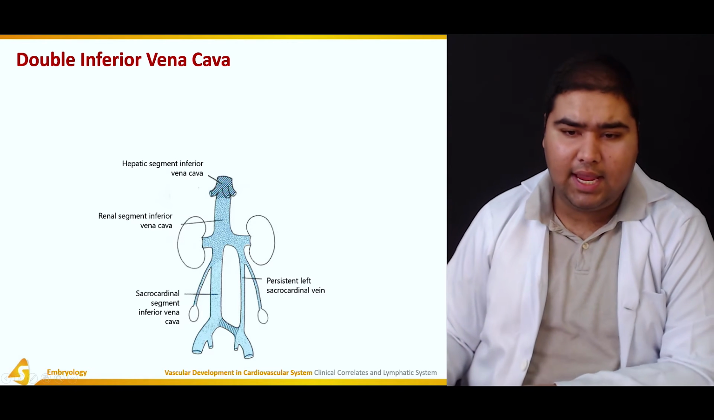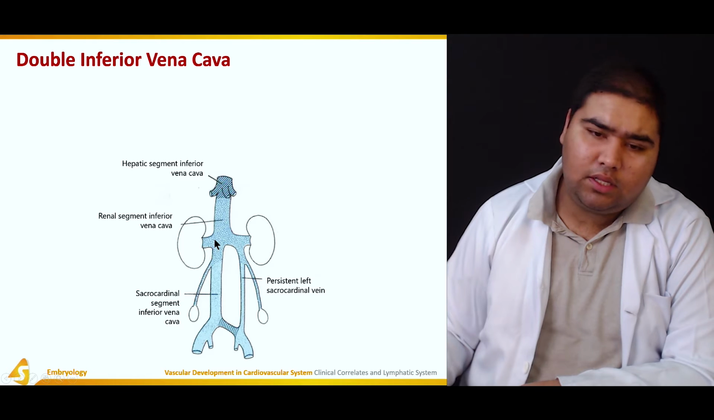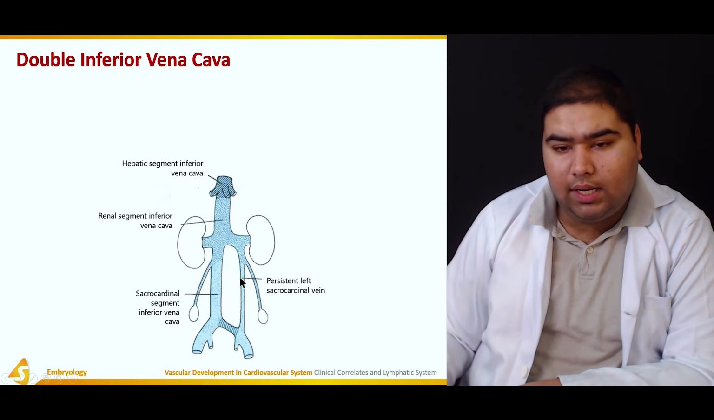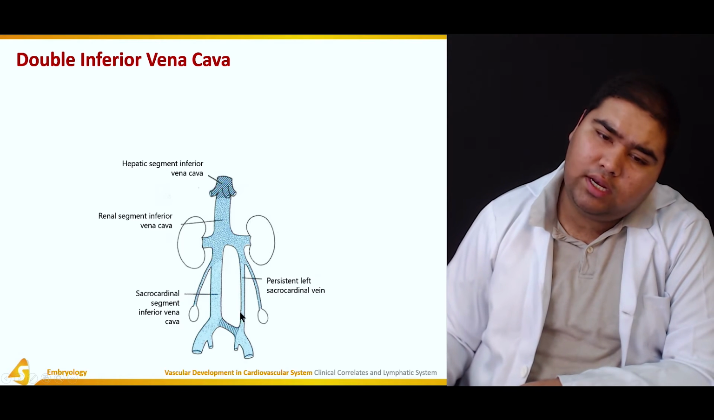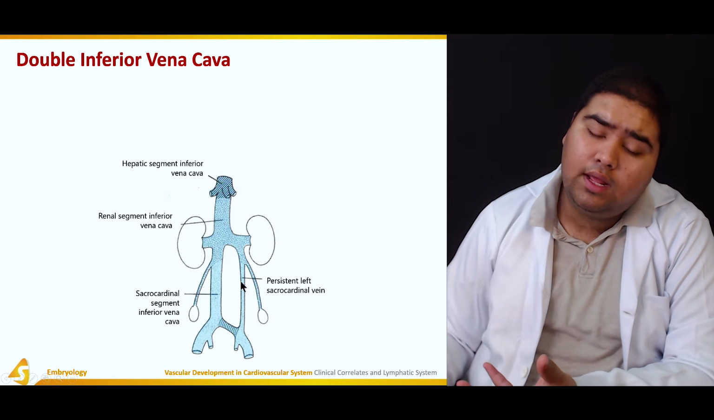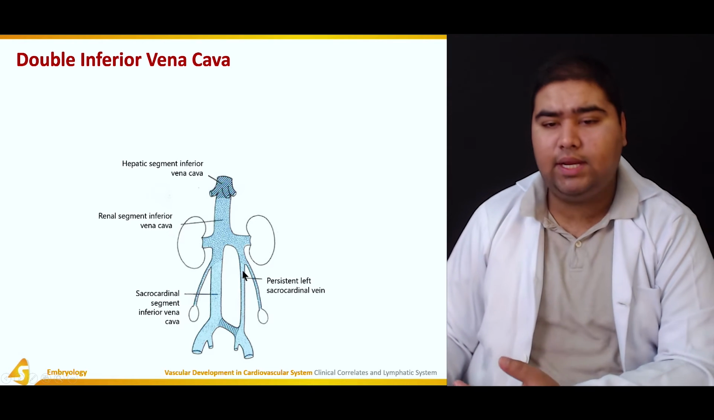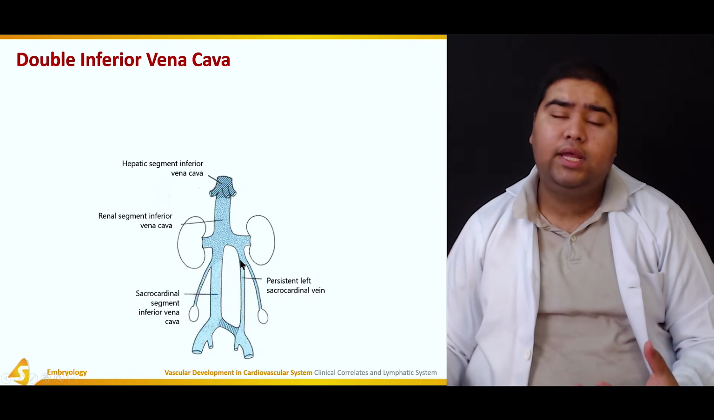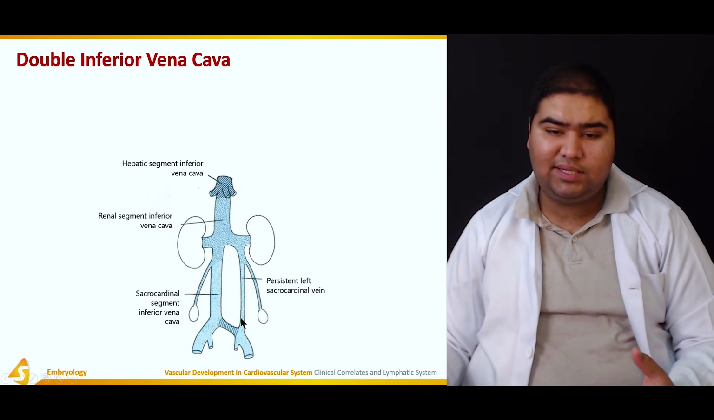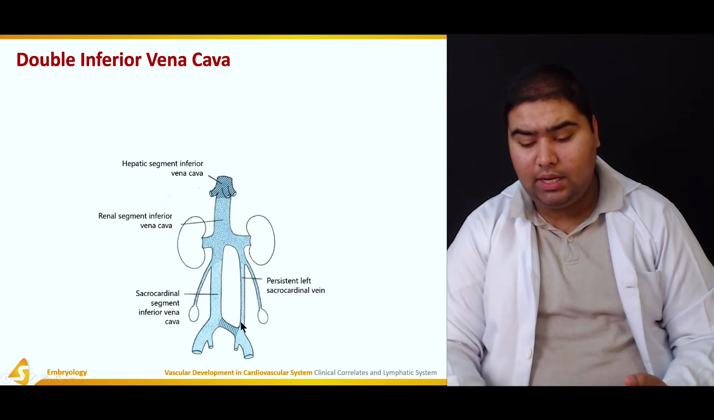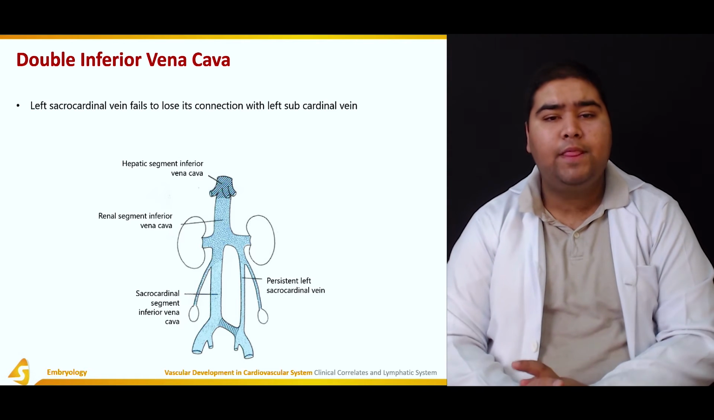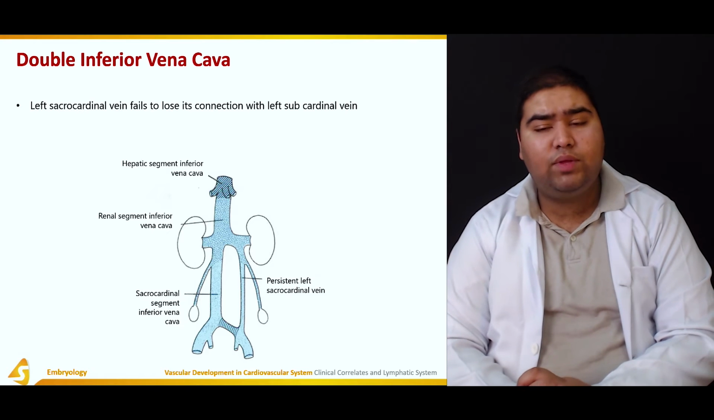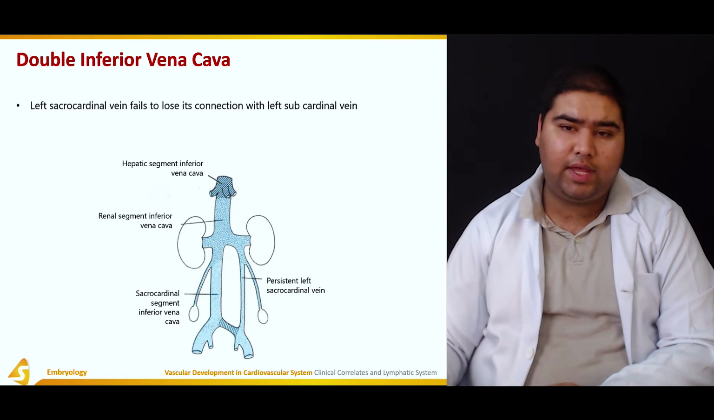Here you can see in this figure, this is the normal vena cava, and this is the persistent left sacrocardinal vein. This sacrocardinal vein was supposed to form the left renal vein, but it did not form. It did not form the renal vein, or it formed the renal vein and still persisted. So we have double inferior vena cava. So the left sacrocardinal vein fails to lose its connection with the left subcardinal vein.